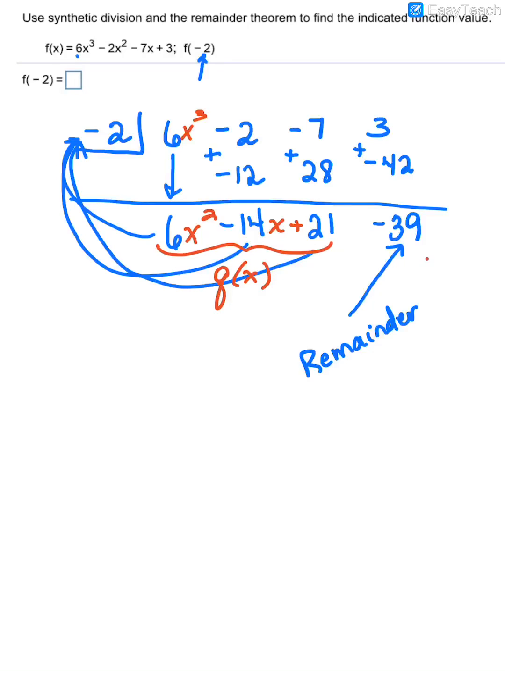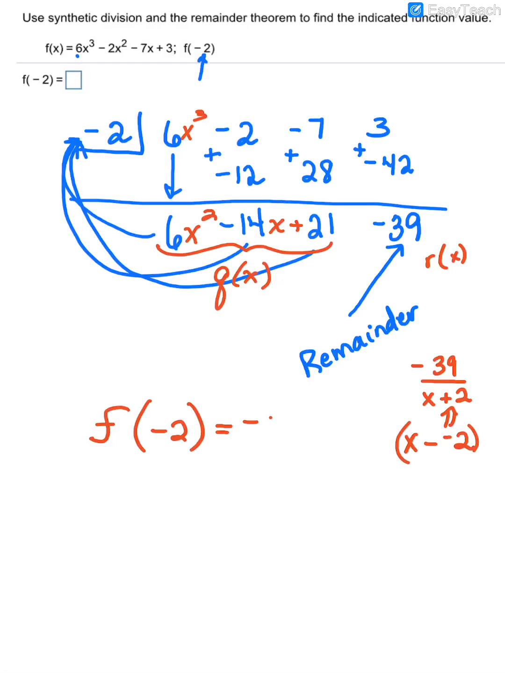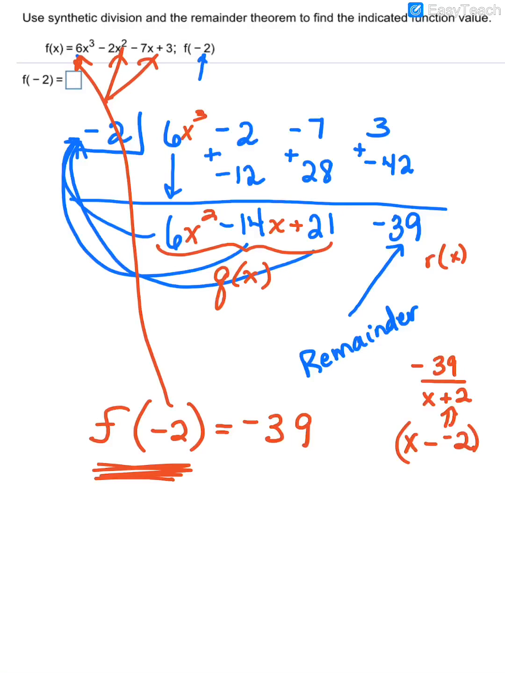And of course, this is your r of x, where you could, if you had to write it, put it over the original divisor, which in this case would have been x plus 2, because it's always x minus your x value, and that's how it becomes x plus 2. But bottom line is, the remainder is also the value of the function at that particular x value. So we would know that when they ask me to evaluate f of negative 2, if I were to plug negative 2 back into this function everywhere I see an x and punch it out, then I would get an answer of negative 39.